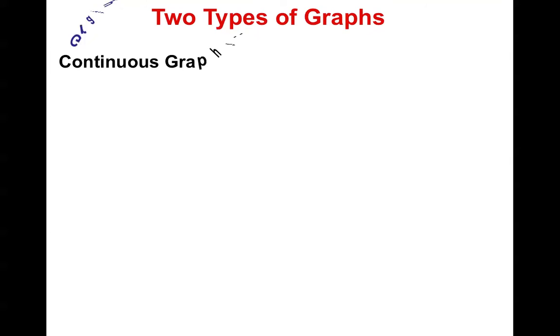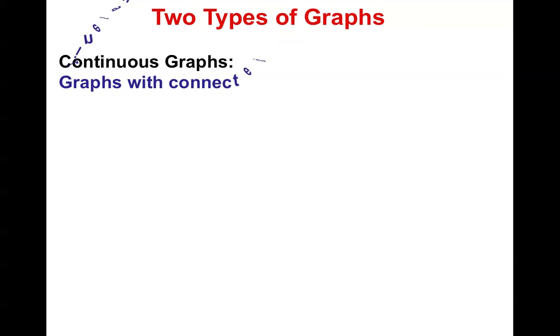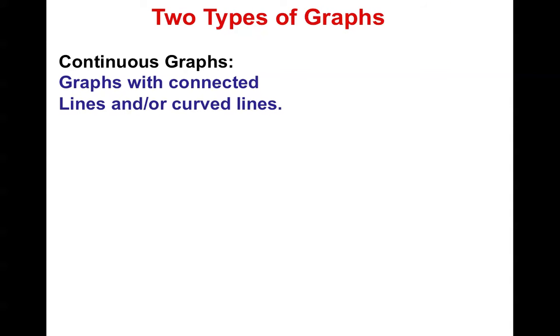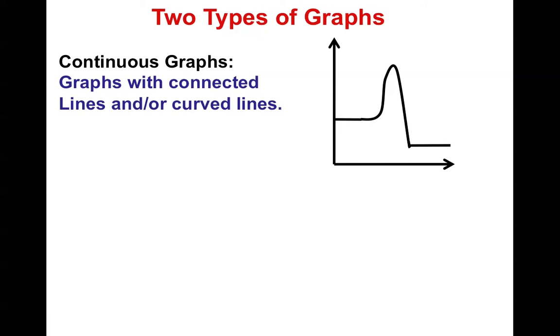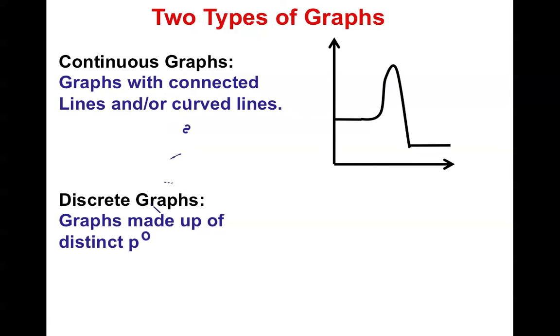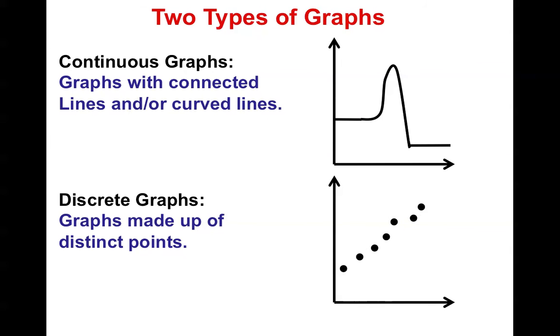All right. So there are going to be two types of graphs we're going to be dealing with. One is a continuous graph. Those are graphs with connected lines or curved lines. It would look like this. Notice it's a connected line. And then there's a discrete graph. And that's a graph made up of distinct points. Notice how they are not connected, they are just separate points.